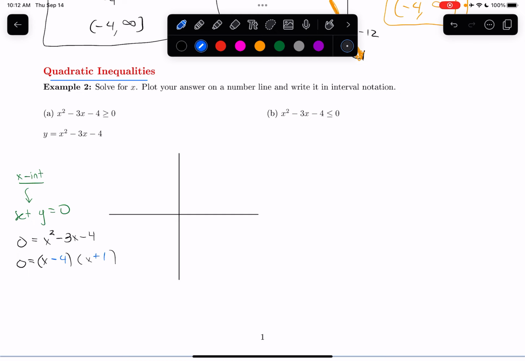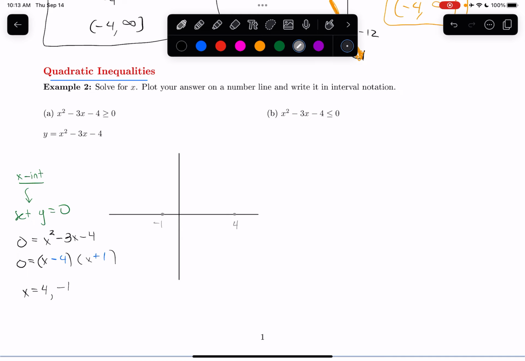Now that it's factored and equals 0, I can say what x is. From the first parentheses, I get that x is 4. From the second parentheses, I get that x is -1. So those are my x-intercepts. I'm going to plot those on my graph: an x-intercept at -1, and an x-intercept at 4. So I know the graph goes through those two points.